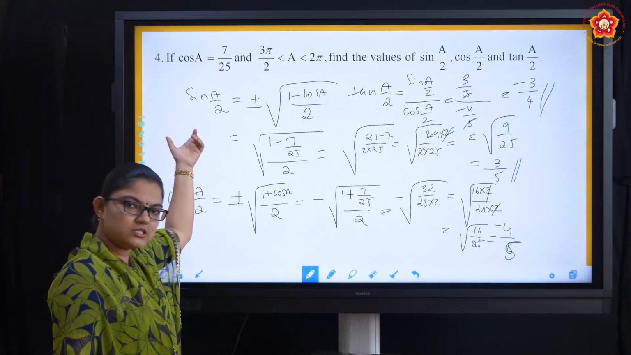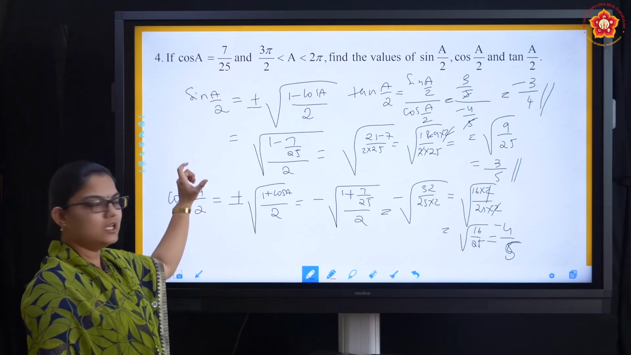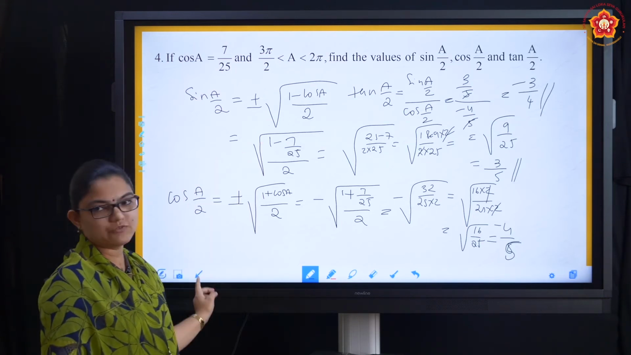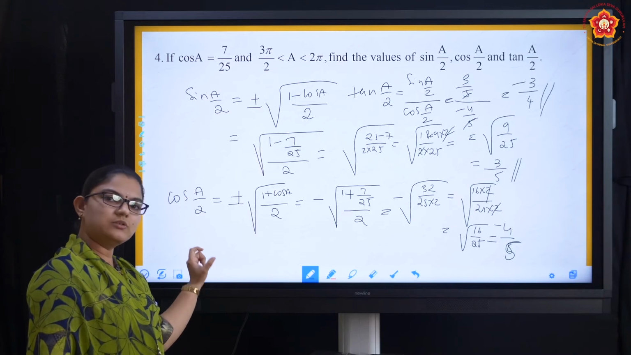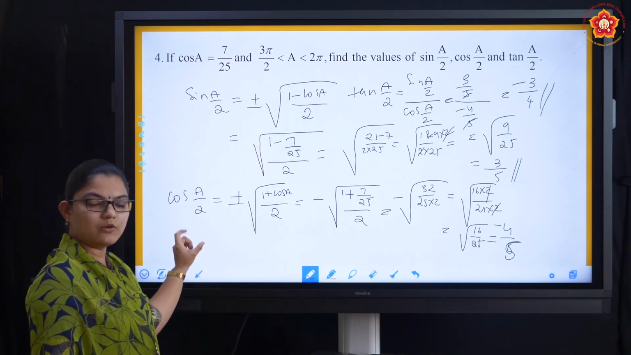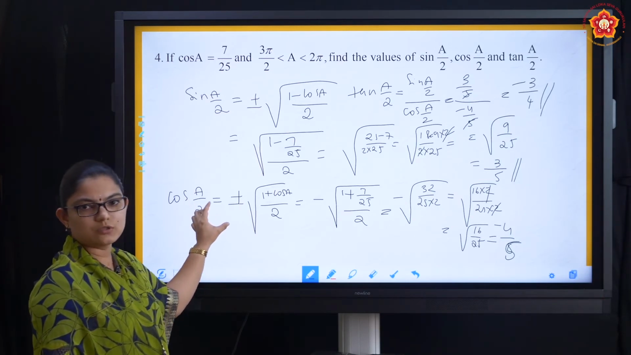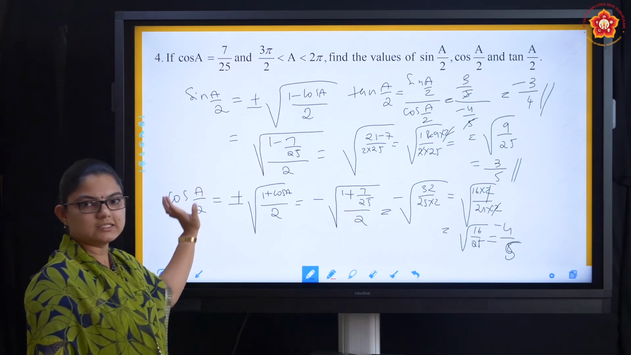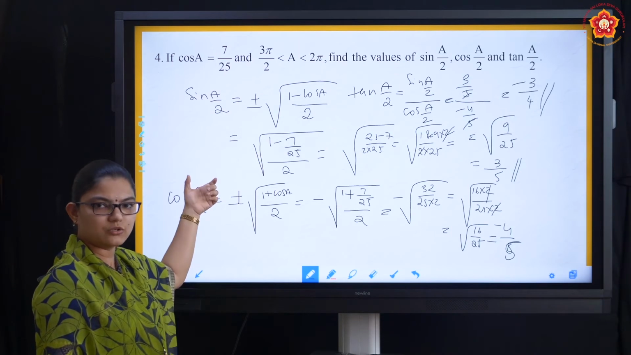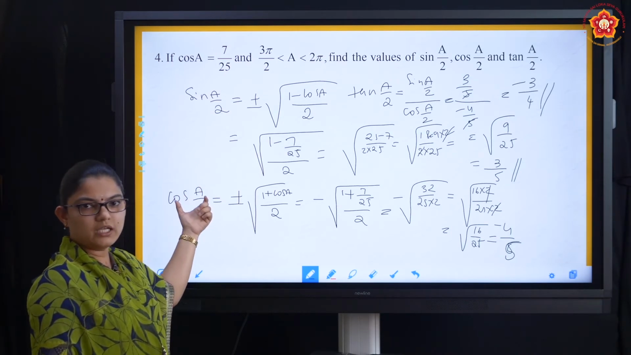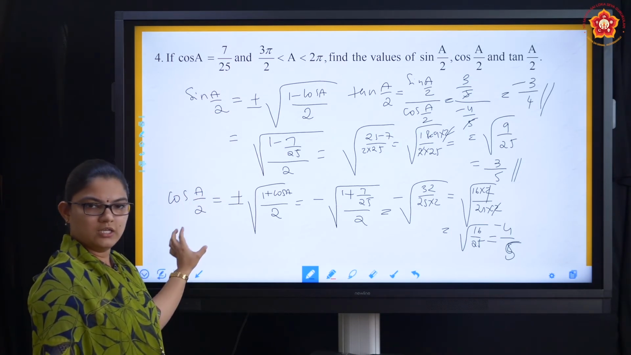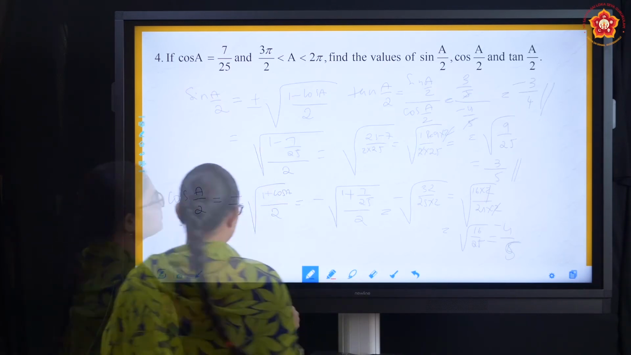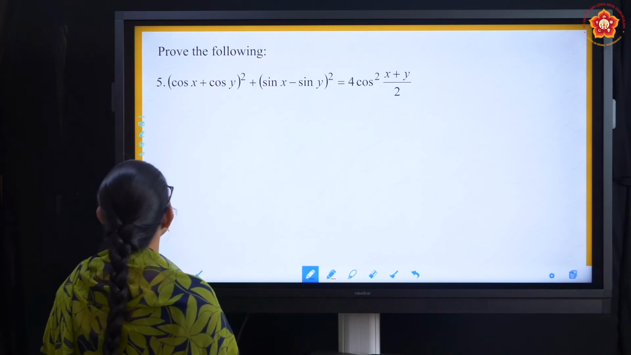So if sin A is given, first you have to find out cos A, then you can follow the same procedure. If tan A is given, then you can find out secant square A by using the formula 1 plus tan square A is equal to secant square A, and find out secant A. We know that secant is the reciprocal of cos, so you can find out the cos value by finding the reciprocal of the given secant value. Then you can perform the same procedure. Now let us see the next problem.